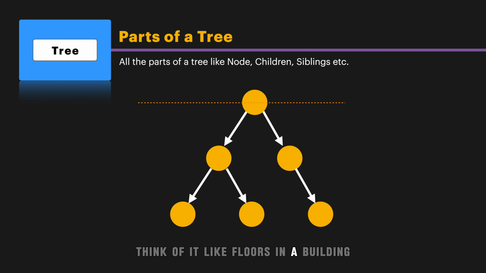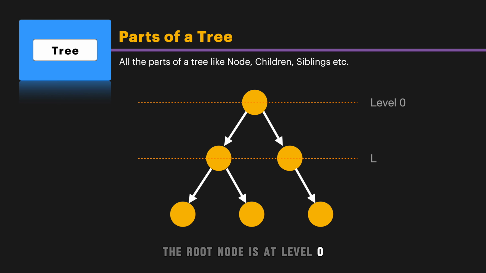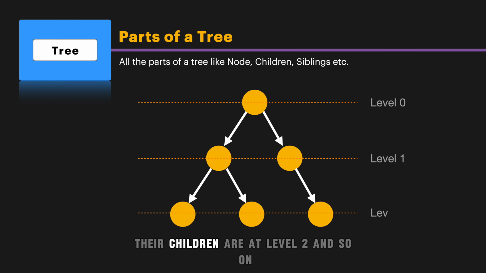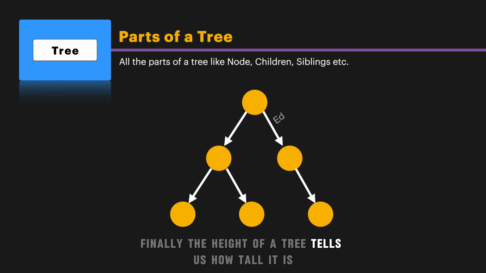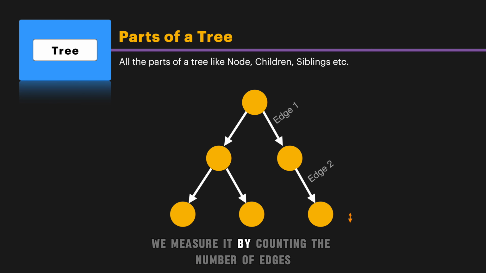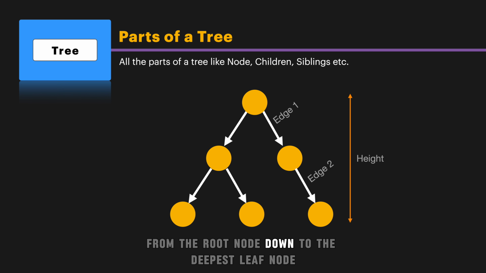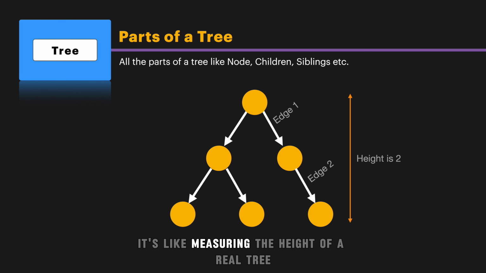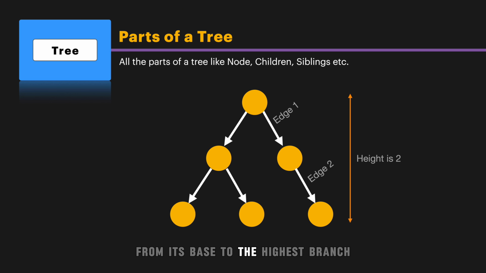Think of it like floors in a building. The root node is at level 0, its children are at level 1, their children are at level 2, and so on. Finally, the height of a tree tells us how tall it is. We measure it by counting the number of edges from the root node down to the deepest leaf node. It's like measuring the height of a real tree from its base to the highest branch.